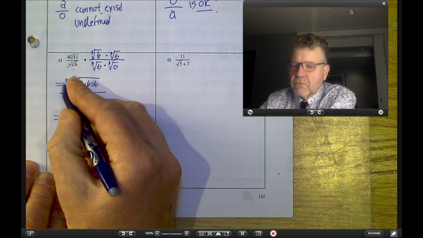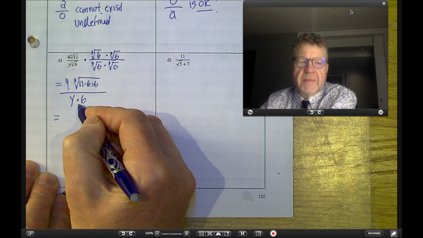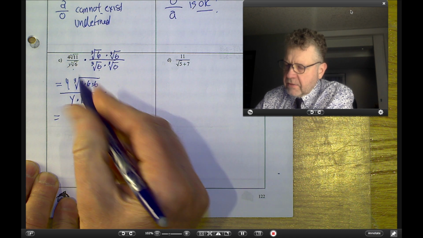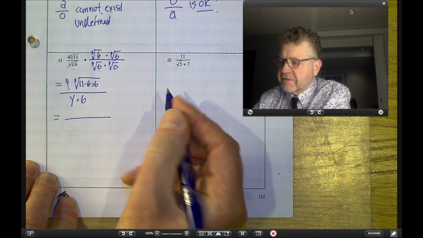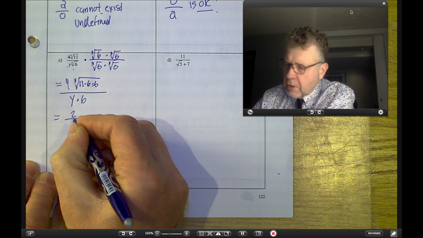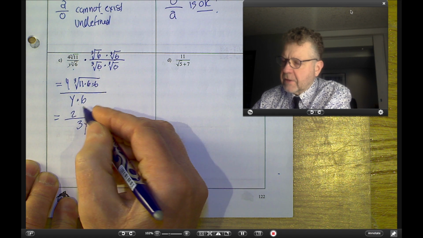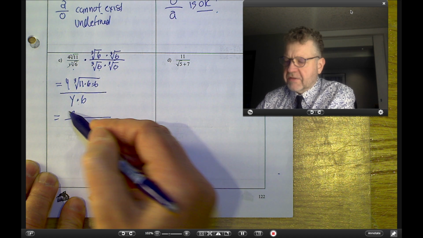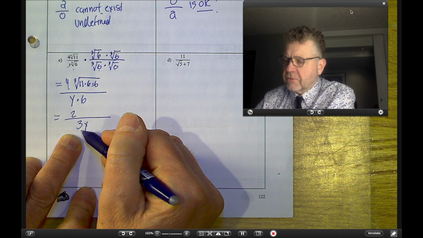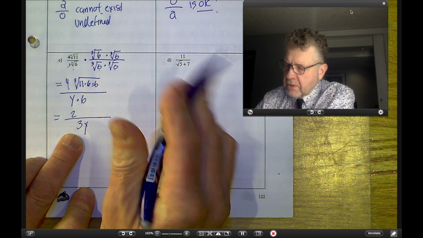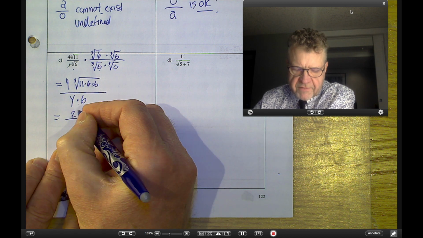Now, the order is wrong, but it doesn't matter, right? Y times 6 is the same as 6 times y. 4 over 6 is the same as 2 over 3. Y is just going to be here. I'm just rearranging the y's and the coefficients. Good. What is the cube root of that mess there?